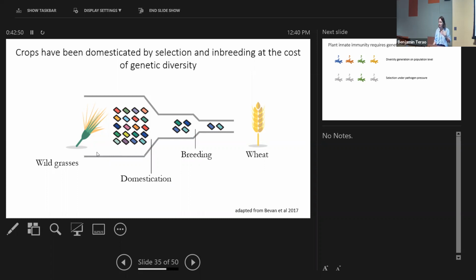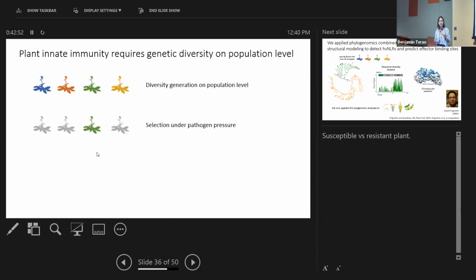Last but not least, something that I did my PhD on, I want to tell the story of how NLRs can be helpful to the plants that have them. And I just told you that a functional immune system that relies on NLR diversity in plants depends on the diversity generated in these receptors on the population level.